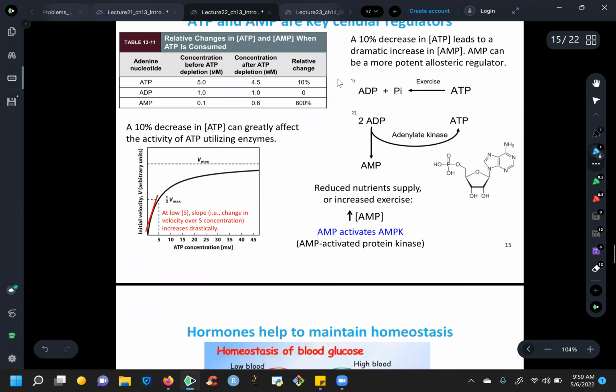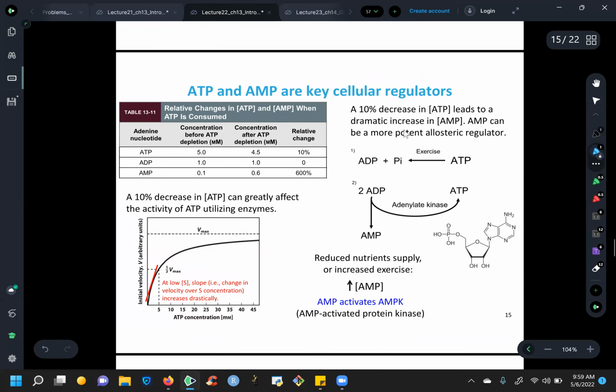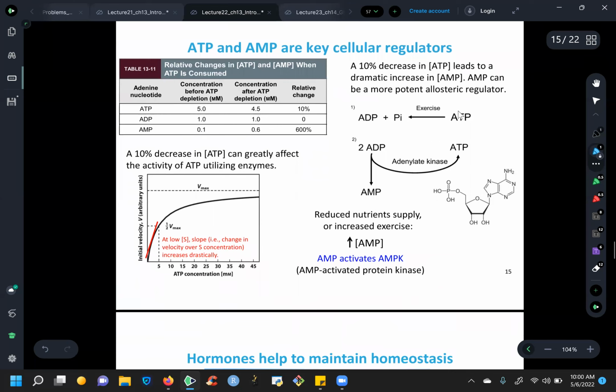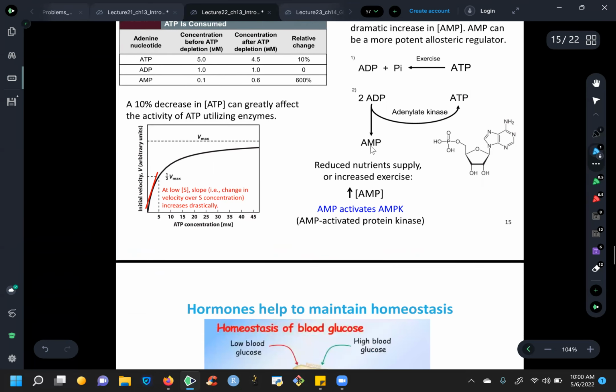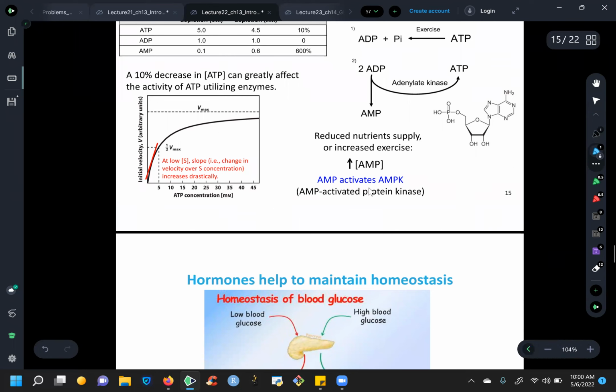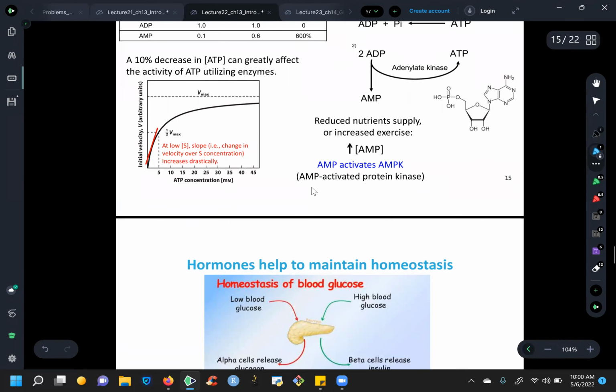Okay. So a 10% decrease in ATP leads to a dramatic increase in adenosine monophosphate, AMP. AMP can be a more potent allosteric regulator. So ADP plus phosphate is ATP, but when you work out, you use up all of your ATP and you turn it into ADP plus phosphate. Reduced nutrient supply or increased exercise increases AMP. AMP activates AMPK, AMP activated protein kinase.